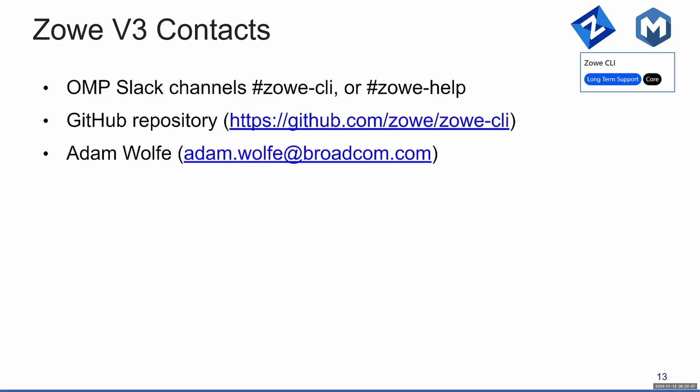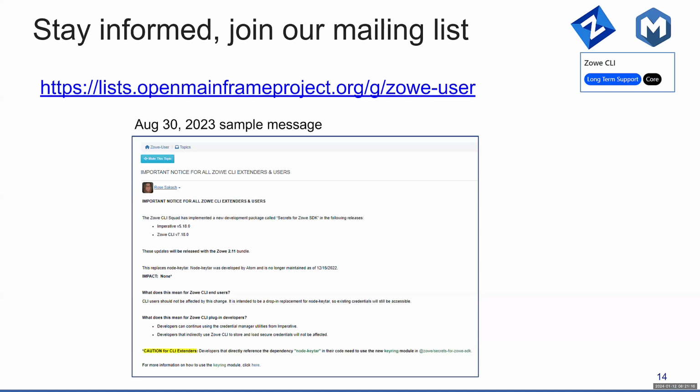And here you have contact information. Generally, the best way to get a hold of somebody from the CLI squad is to send a message in the Open Mainframe Project Slack server in the Zowe CLI or Zowe help channels. For bug reports or enhancement requests, please open an issue in our GitHub repository. And finally, you can also reach out to me directly if neither of the other options work for you. And for the latest announcements about everything to do with Zowe, consider joining the Zowe user mailing list at the link provided.